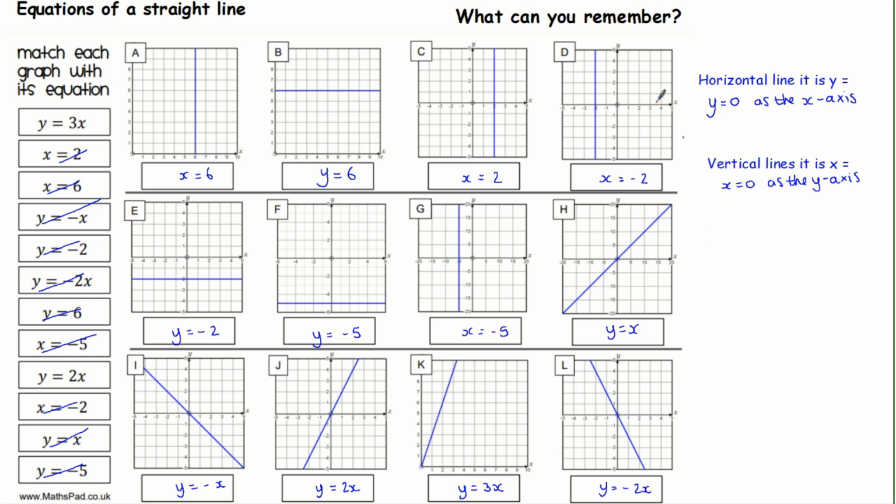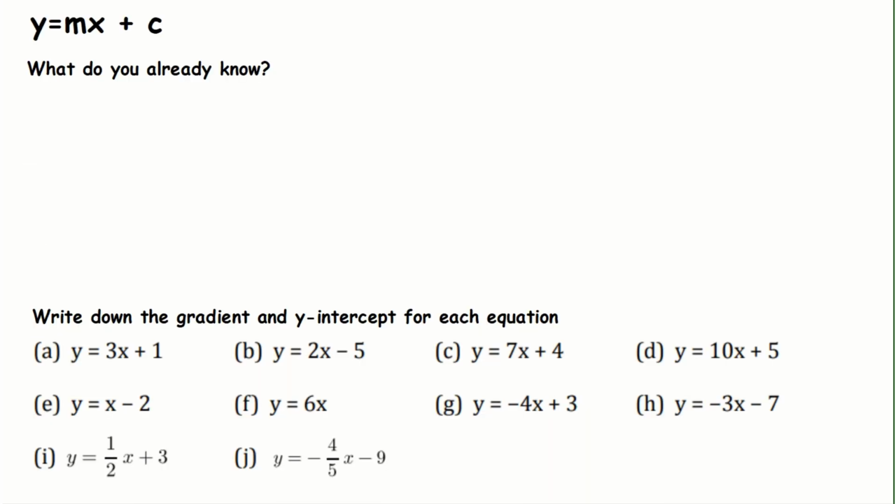So that's a quick recap on recognising graphs before we go on to y equals mx plus c. We have studied this before, if we just remember what it means. In y equals mx plus c, the m represents the gradient. Remember, the gradient is the steepness of your line, and the c is the y-intercept. That means where it crosses the y-axis.